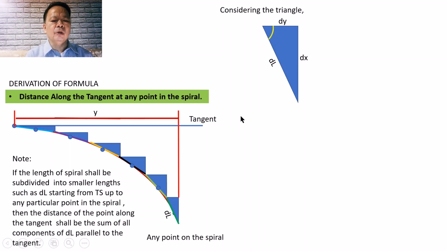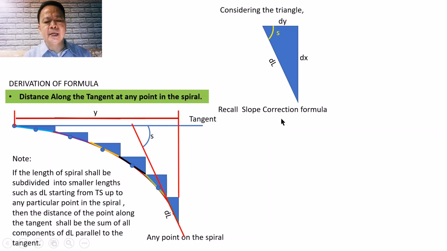Let us try to recall one particular concept. But before we do it, let us try to identify this angle again. Again, this angle will be taken as the angle that this DL will be making with respect to tangent, and we know that that is our spiral angle. This will be our S, di ba? Now going back to this concept that we wanted to determine the horizontal distance in terms of the vertical and the inclined distance by recalling our concept that we learned in our surveying, the slope correction formula.